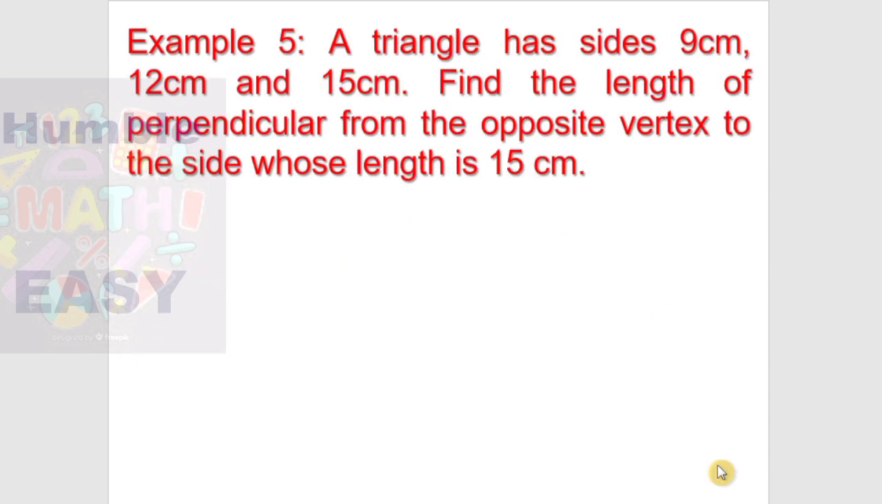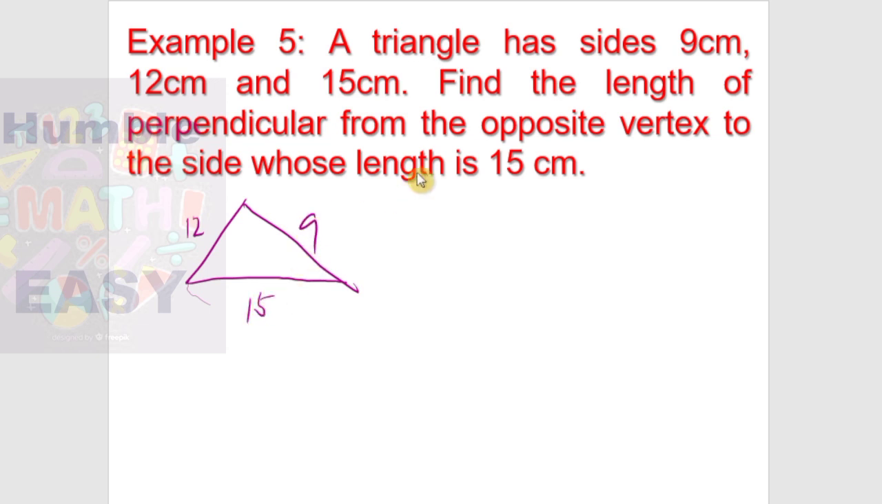And for the last example, a triangle has sides 9 cm, 12 cm, and 15 cm. Find the length of the perpendicular from the opposite vertex to the side whose length is 15. If we have this kind of figure, consider this one is just a scalene. This is 12, this is 9, and this is 15.